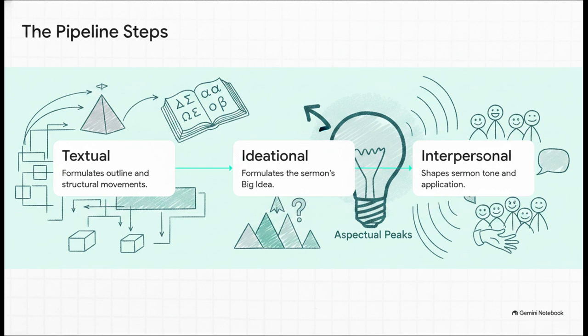Second, we look at the ideational metafunction and the text's aspectual peaks, basically what is actually happening in the text, which formulates your sermon's big idea. And third, the interpersonal metafunction tells us exactly how the author is interacting with the audience. That shapes the precise tone and pastoral application of your sermon. You don't have to guess. The text gives you the blueprint.